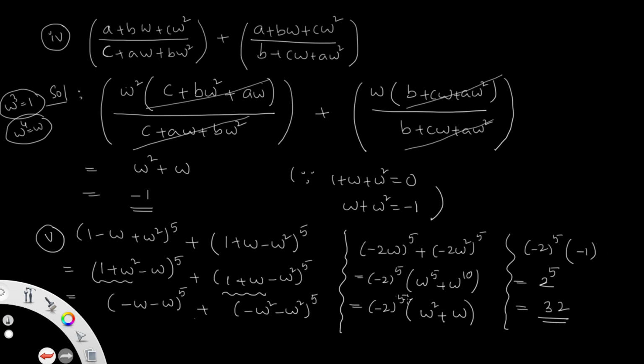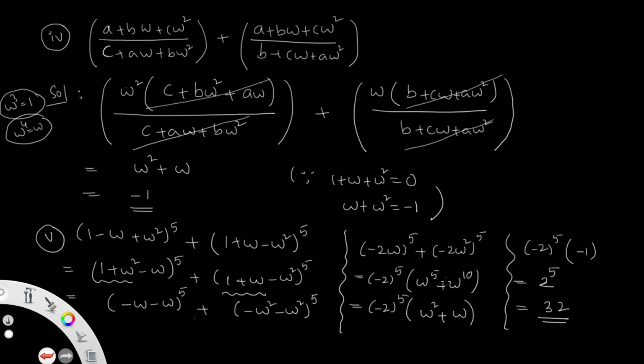Why? Because we are writing 1 + ω + ω² equal to 0. That is the basic rule. So 1 + ω² becomes −ω, and similarly 1 + ω is −ω². So that is (−2ω) to the power of 5 and (−2ω²) to the power of 5. (−2)⁵ is common for the whole thing: ω⁵ + ω¹⁰.